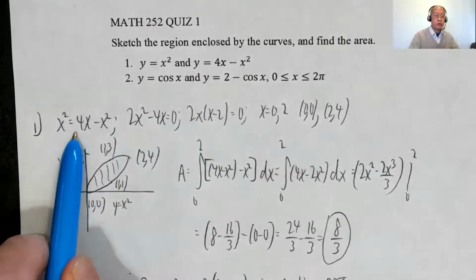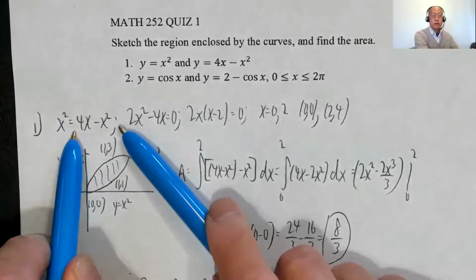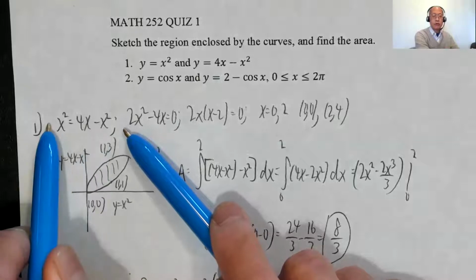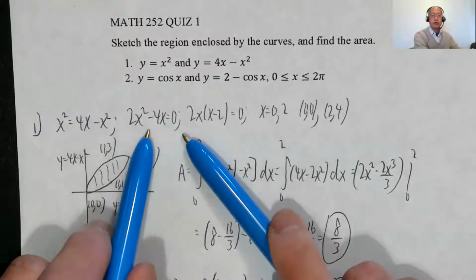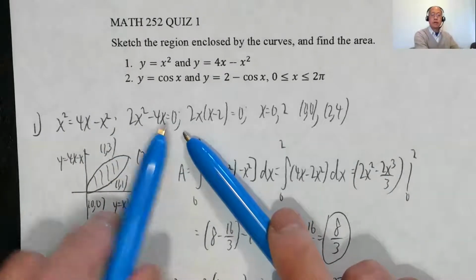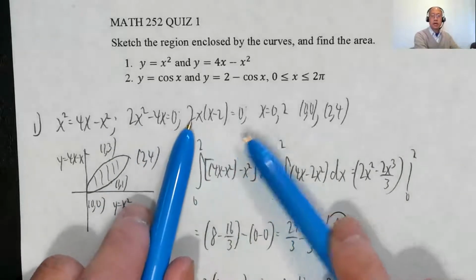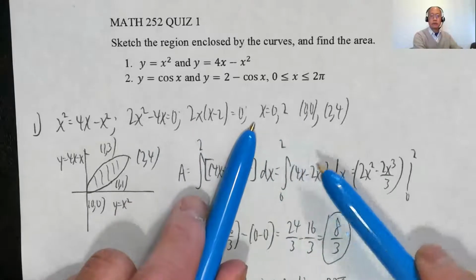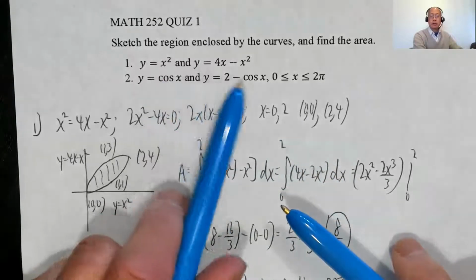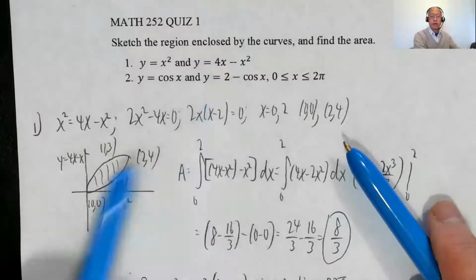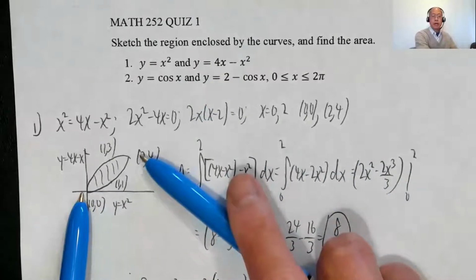So x squared equals 4x minus x squared. Do the algebra, make the right-hand side 0. So I add x squared, subtract 4x. 2x squared minus 4x equals 0. Factor out 2x: 2x times x minus 2 equals 0. So that means x equals 0 or x equals 2. Plug in 0, you get 0 for both of them. Plug in 2, you get 4 for both of them as a double check. So they touch at (0, 0) and (2, 4).